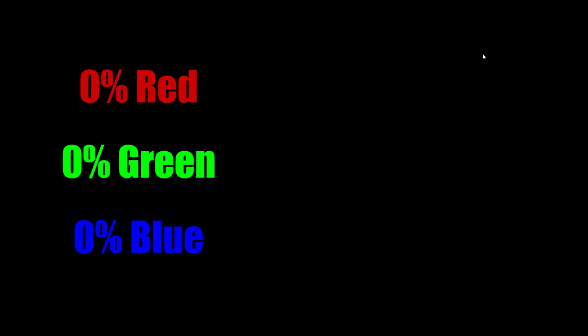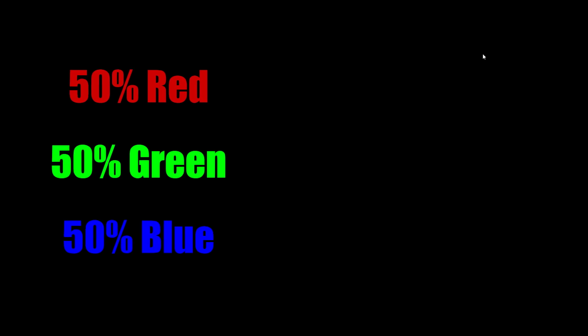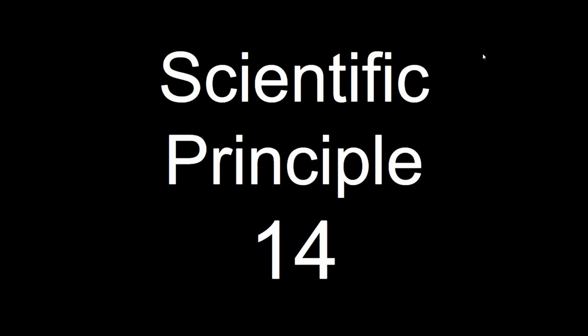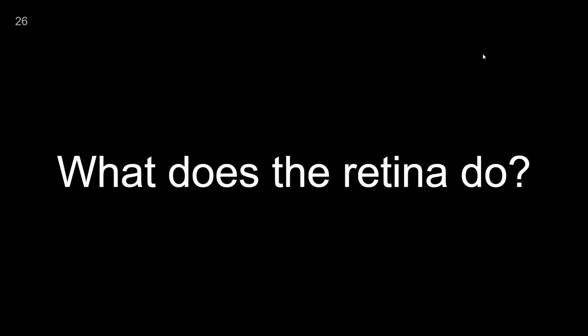If you mixed 0% red, 0% green, and 0% blue, you would end up with black. And you might have guessed it, if you mixed 50% red, 50% green, and 50% blue, you would end up with gray. Scientific principle 14 says, when different colored lights are mixed, they appear as a new color, brighter than the original colors.